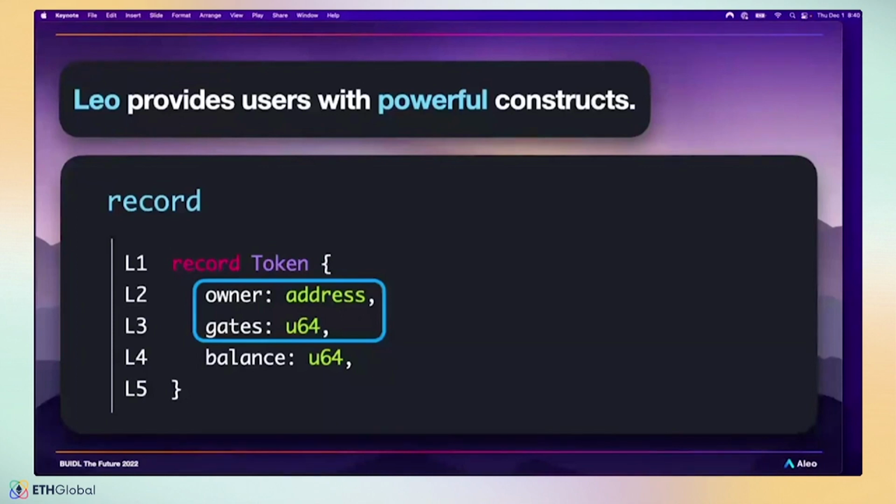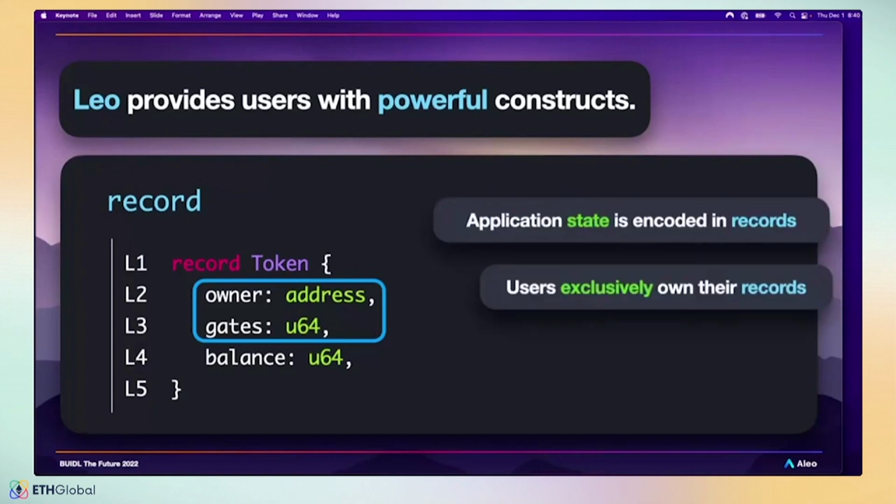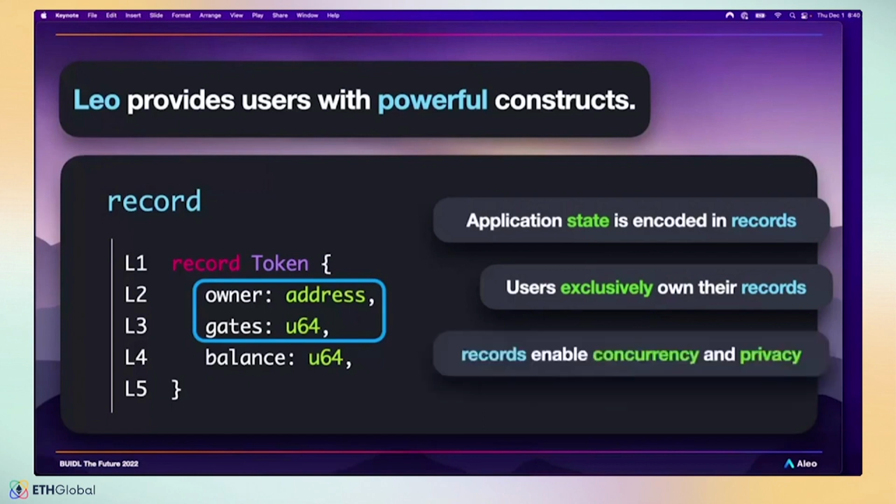And gates. Gates is a native denomination of Aleo credits associated with that record. So you can think of gates is to Aleo credits as GWei is to ETH, as cents are to dollars. Now, with this model, application state is encoded in records, and users effectively exclusively own their records. Because records are encrypted under a user's address, they are the only ones able to see the information inside a record. And with this, you have concurrency and privacy.